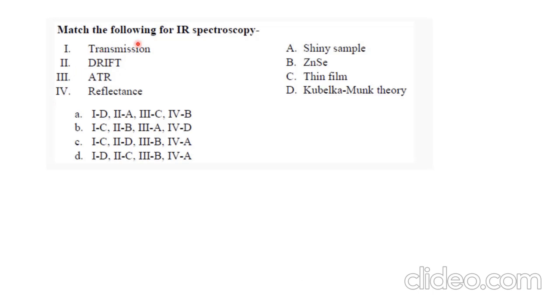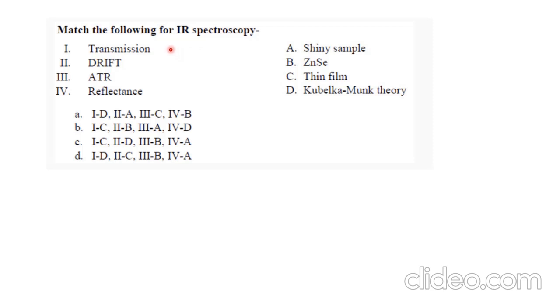Then match the following for IR spectroscopy: transmission, DRIFT, ATR, reflectance. Can anyone try to correlate it with this? Ma'am, transmittance would be for thin film. Yes, exactly. DRIFT for Kubelka-Munk theory, ATR for ZnSe, and reflectance for shiny sample. Yes, correct. So I'll explain again.